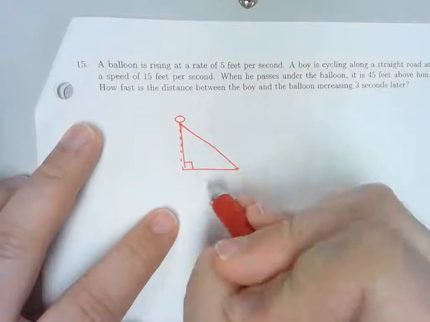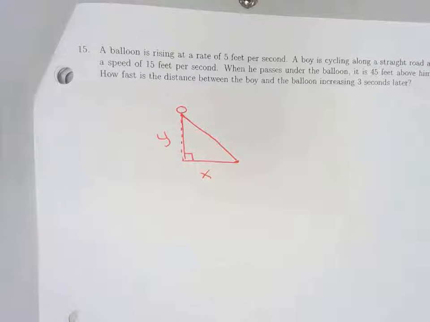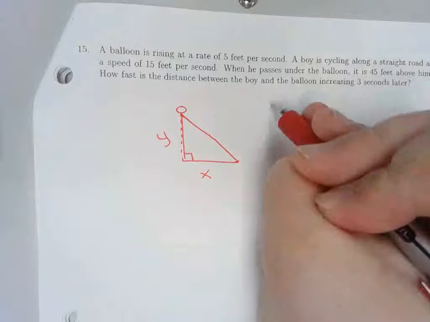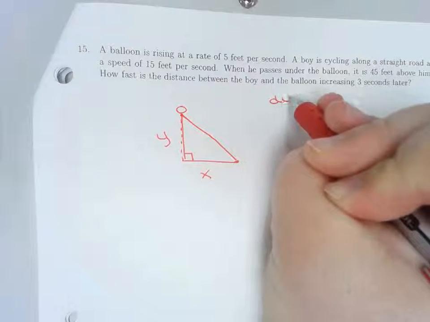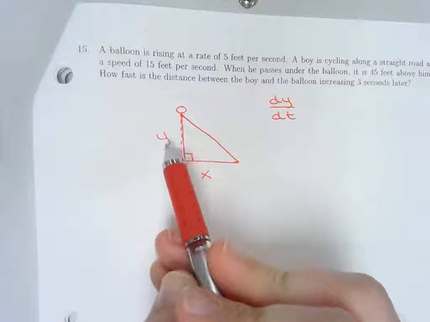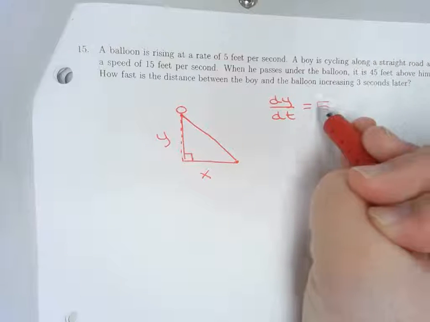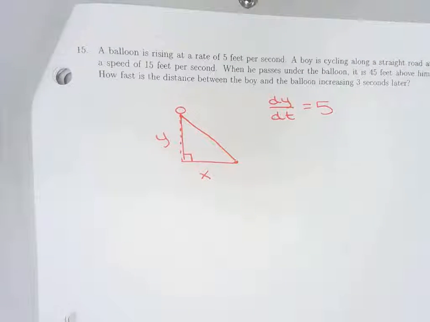So let's go ahead and label. I'll label x and y, just because it's horizontal and vertical. Remember the key thing with related rates: anytime they give you a rate, or if they don't specifically say rate, a speed, that is always your derivative. So I know dy/dt is 5, because the balloon is rising at a rate of 5. That's your change in the height, dy/dt, and it is positive because it is increasing.